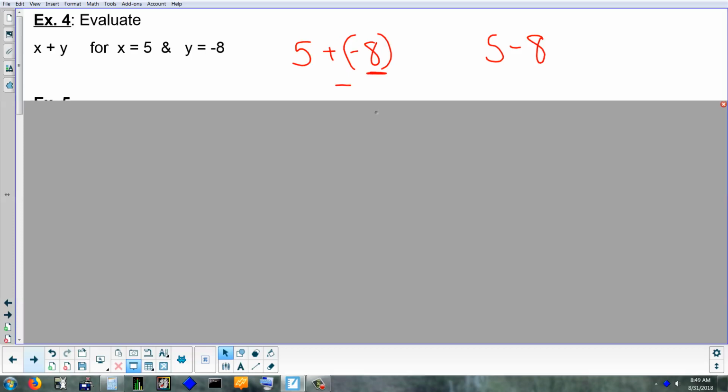Smaller to bigger, bigger to smaller. How should I read it? Smaller, the smaller number to the bigger number, or the bigger number to the smaller number? How about Dylan, what do you think? Read it from the 8 minus 5 or 5 minus 8? 5 minus 8. Well, we already have the negative. 8 minus 5. 8 minus 5.